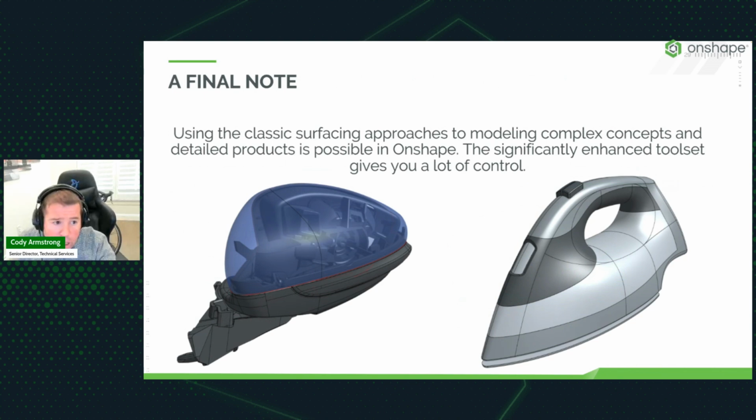One final note. Using the classic surfacing approach to model complex concepts and detailed products is possible in Onshape. And the thing I would stress is the significantly enhanced tool set gives you a lot of control. Running back to that early slide, 38 improvements in just the last two-ish years. And that was building on top of already a very robust tool set. So Onshape's surfacing tool sets are really very well-rounded. And I think that if you haven't dived into them recently, I highly recommend it.